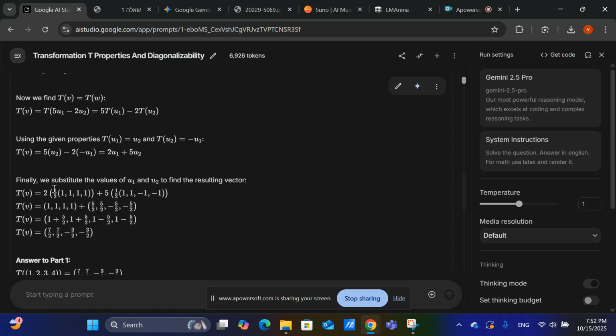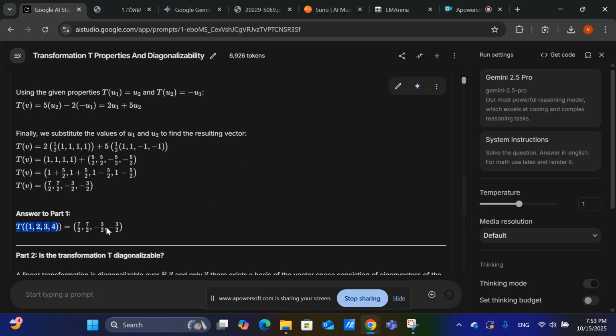2 times u1, we got, this is u1, multiplied by 2, plus 5 u2. Here it is. Calculate this. 2 times half is 1, 5 times half is 5 divided by, okay? Calculate it, and get the result. And this is the result. Here it is. This is the transformation applied on the vector we want to find.